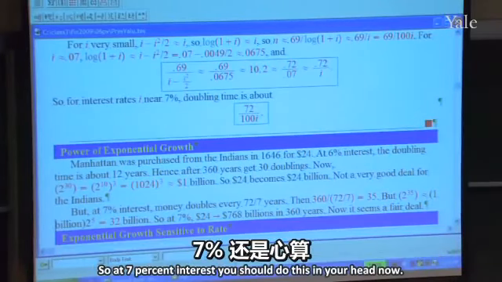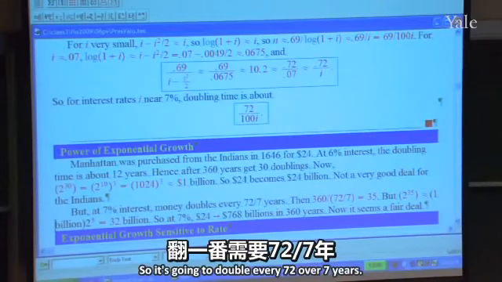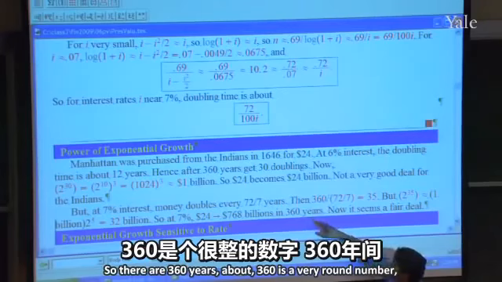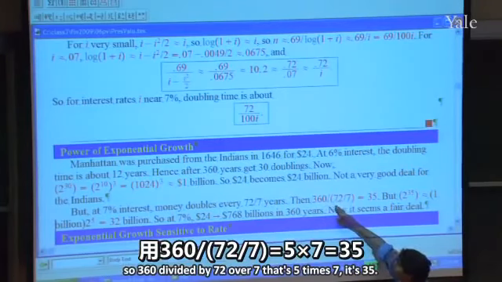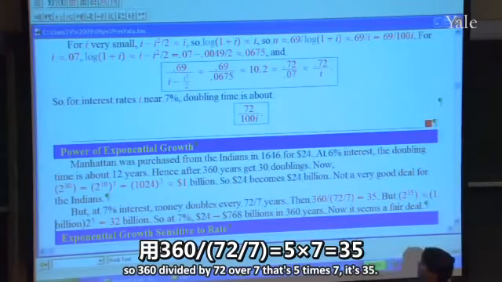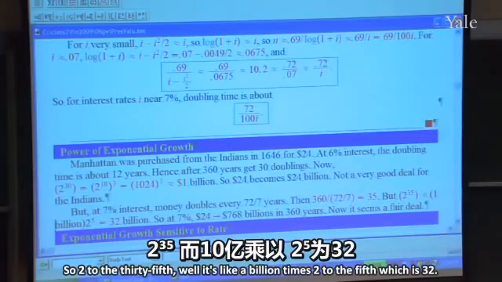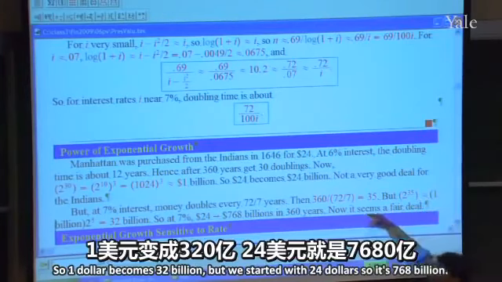At 7% interest, you should do this in your head now. It's going to double every 72 over 7 years. There are about 360 years, and 360 is a very round number. So 360 divided by 72 over 7, that's 5 times 7, it's 35. So 2 to the 35th is like a billion times 2 to the 5th, which is 32. So $1 becomes 32 billion, but we started with $24, so it's 768 billion.